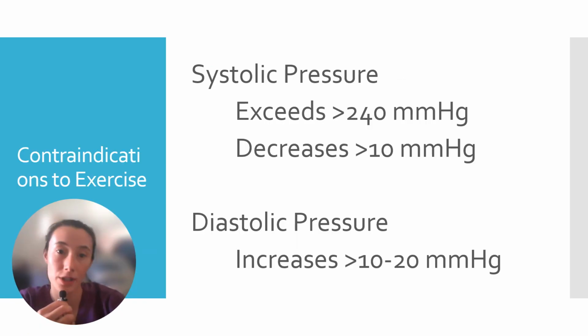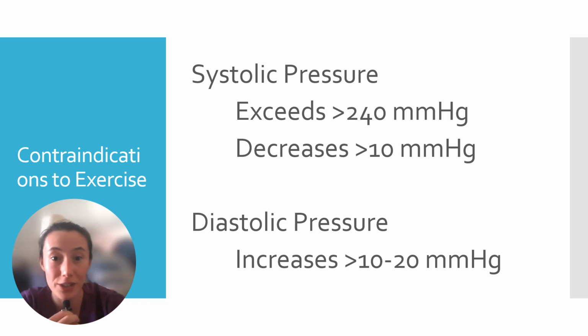Contraindications to exercise with respect to blood pressure. As we discussed before, having too high of a blood pressure is no good, right? You're risking things like aneurysms, strokes. So if your patient's systolic pressure is over 240, you do not exercise them. The last slide suggests that someone who's in a hypertensive crisis is at 180. This is a whole 60 millimeters of mercury more.